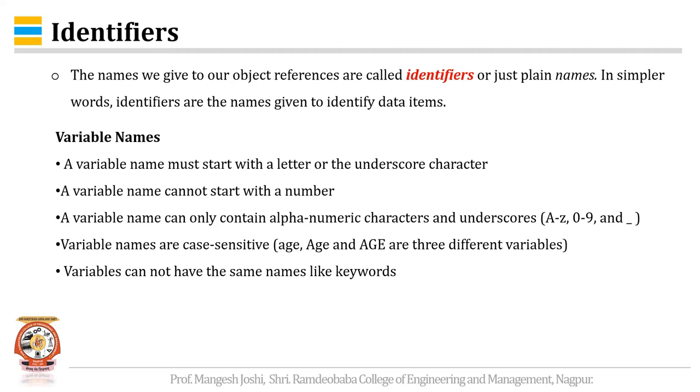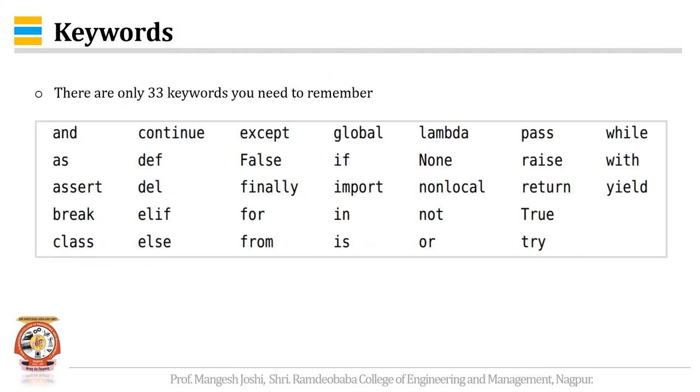Now, what are keywords? There are around 33 keywords defined by Python. You only need to remember these 33 keywords, and always remember that you will not use a variable name from this list. What are these 33 keywords? They are and, continue, except, global, lambda, pass, while, as, def. All the keywords you will find in Python cannot be used as an identifier.